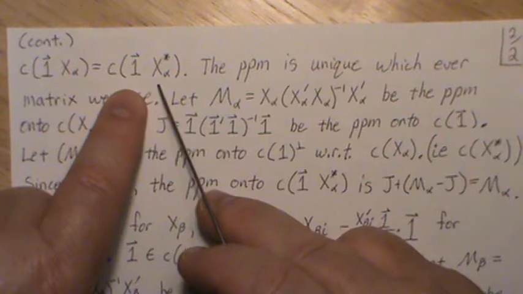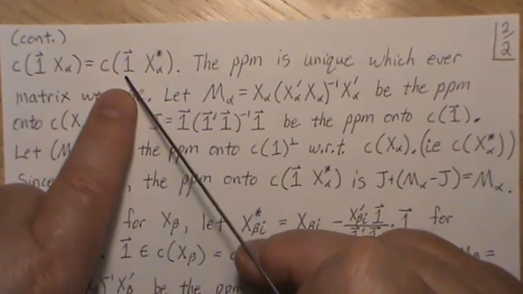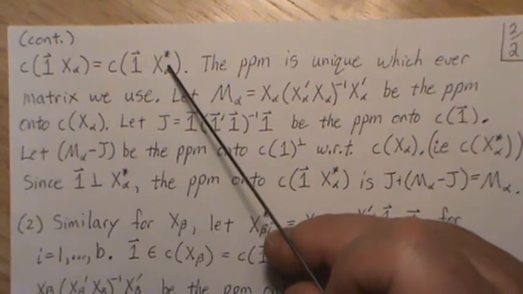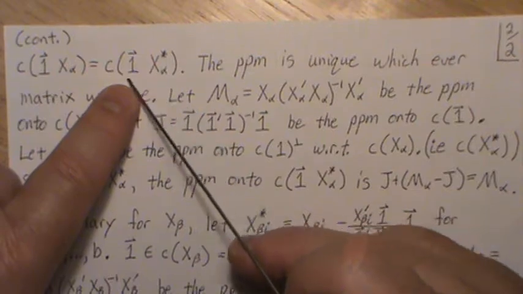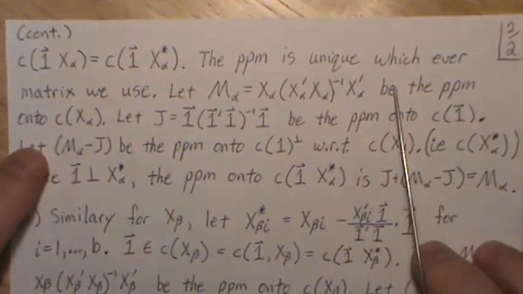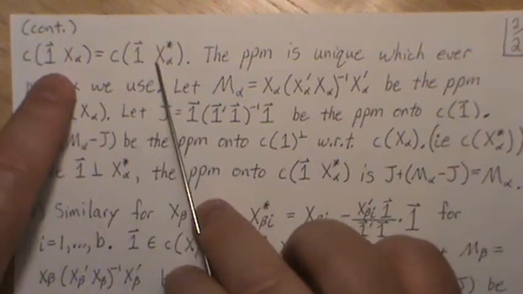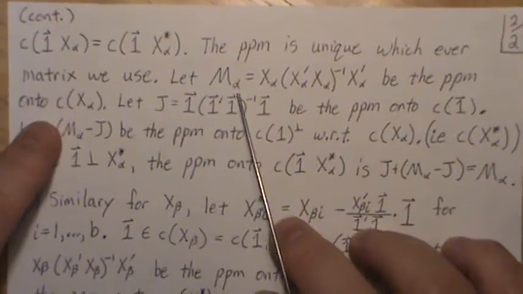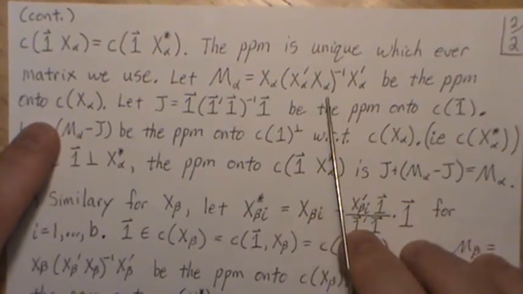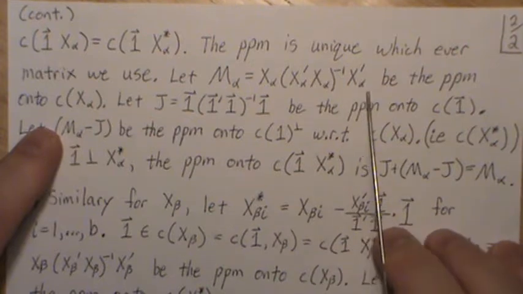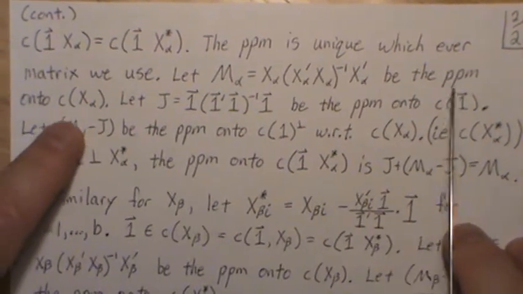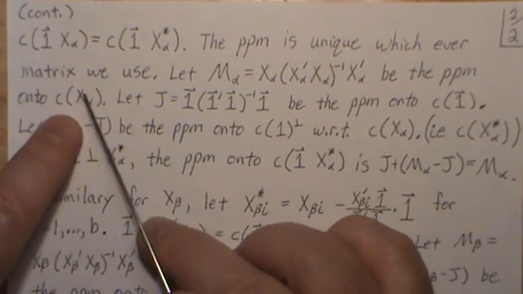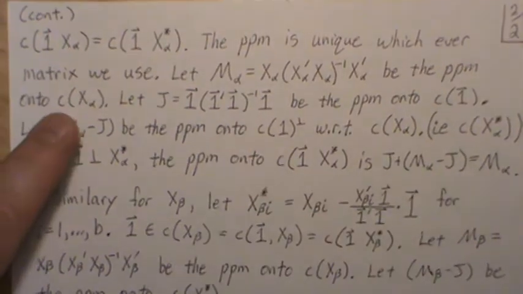So these column spaces are the same, but we do that because 1 and X alpha star has been, I'm going to say Gram-Schmidted, so they're orthogonal. But the perpendicular projection matrix is unique whichever matrix we use, this matrix or this augmented matrix. It is M alpha, which is X alpha transpose X alpha inverse X alpha transpose. That is the perpendicular projection matrix on the column space of X alpha, right? This was equal to this, but is equal to that, so they're all equal.